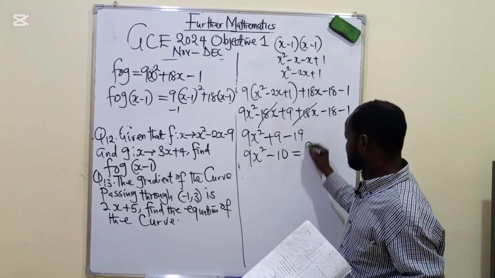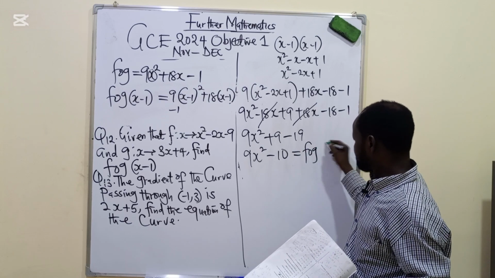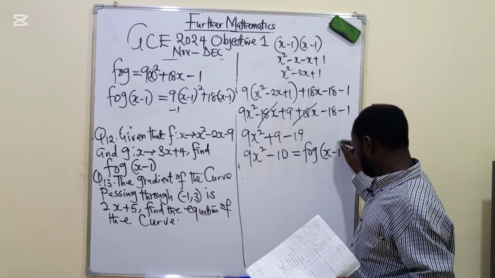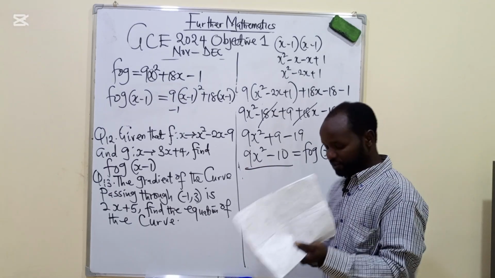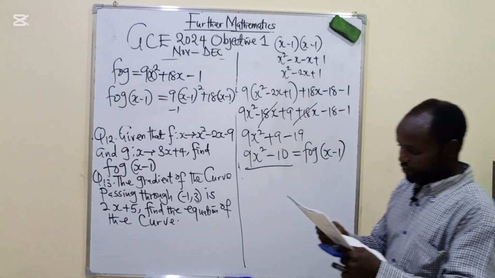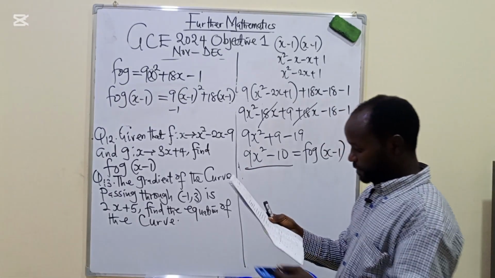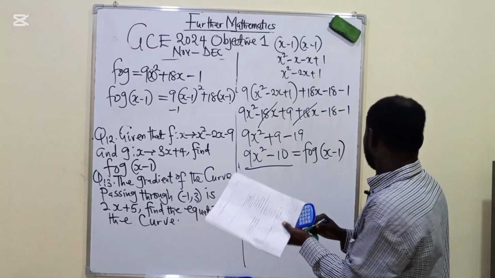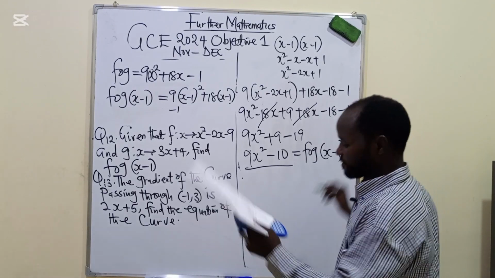So this will now be f of g of x minus 1. This will be the solution. And that is option A. Option A is the correct answer.